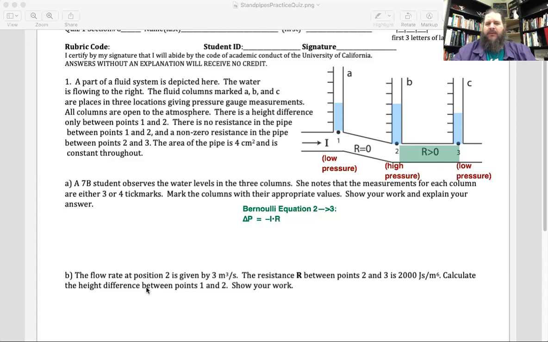And then in part B, we want to bring in some actual numbers, since it tells us the flow rate and it tells us the resistance. We want to find the actual height difference between points 1 and 2. This one may be kind of confusing at first because it gives us information about points 2 and 3, and then it's asking for information about points 1 and 2. But if we write out a separate Bernoulli equation for each one of those, like let's say the Bernoulli equation from 1 to 2, what terms would we include in the Bernoulli equation from 1 to 2?